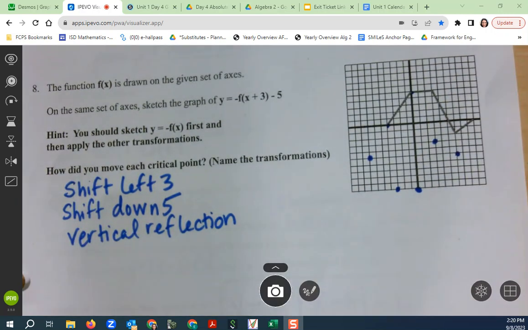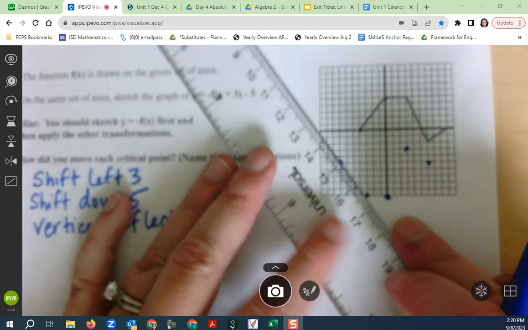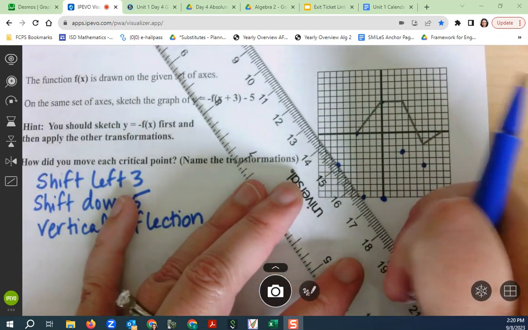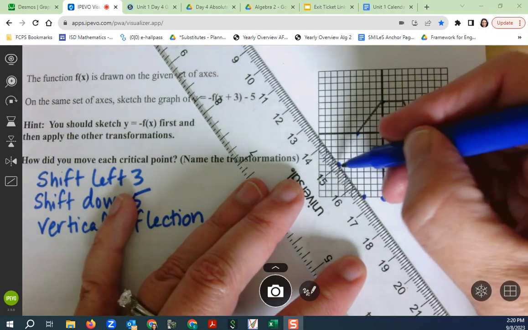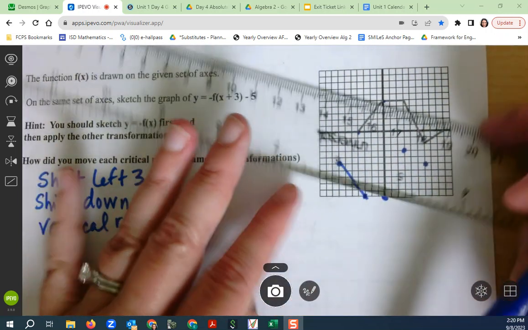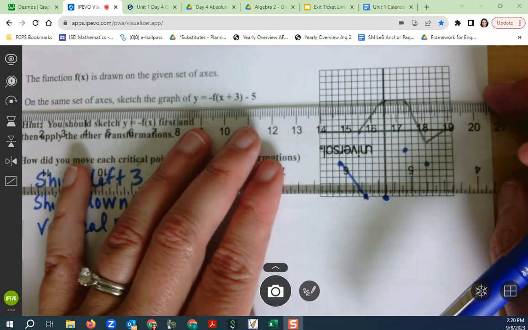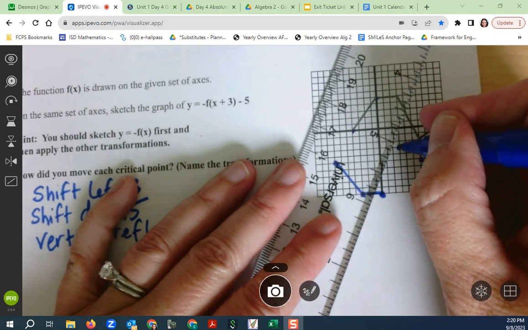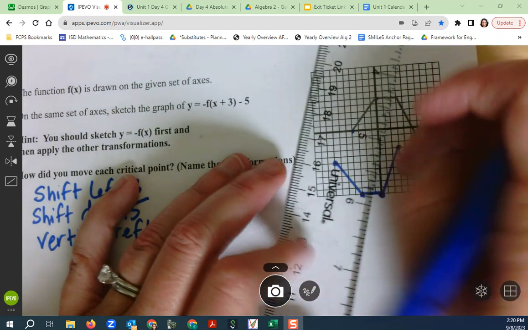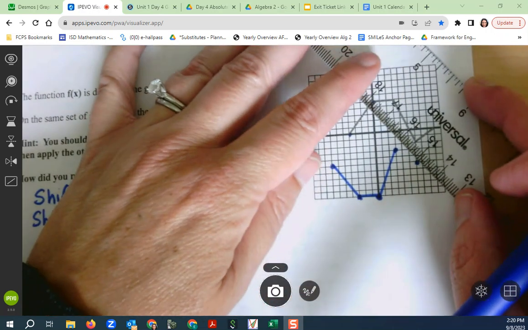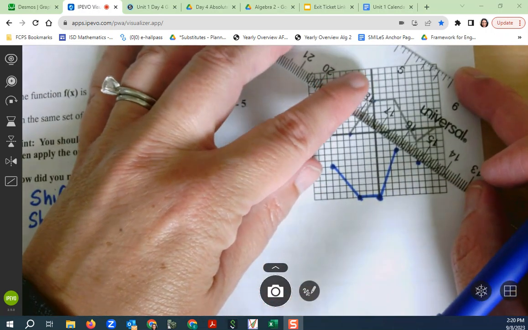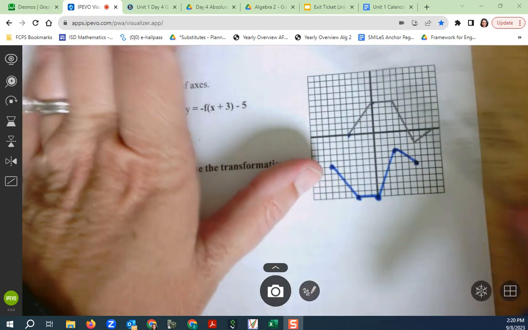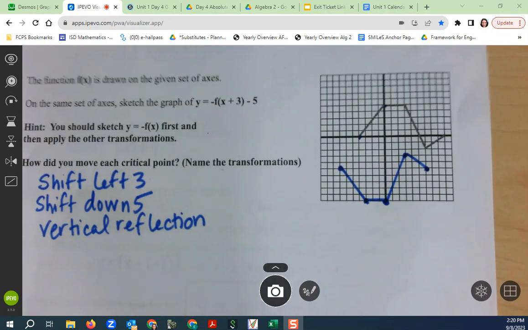Now when you connect it, it should look like the same shape that was shifted and then flipped upside down. If it looks different, then something happened. And it happens sometimes. It's really confusing to try to do 3 transformations. Okay. All right. What questions do you have?